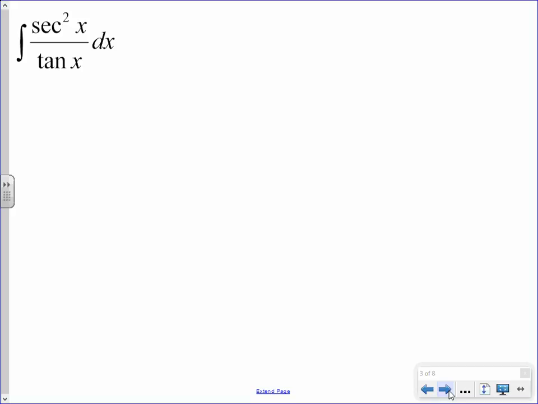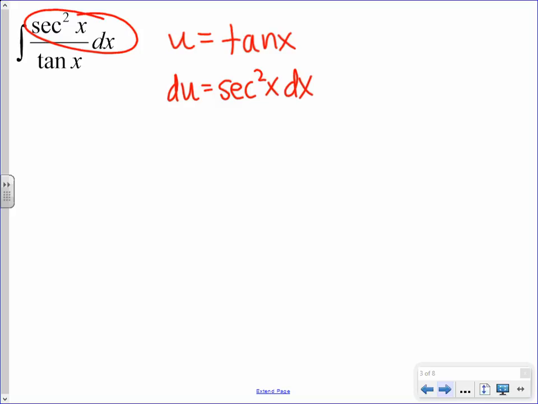All right, pod 5, what do you think? You would have to use tangent. Tangent of x. So you think u should be tangent of x. So then du would be secant squared x dx. Does that work? Do we have secant squared x dx somewhere? We sure do. Here is secant squared x dx right there.